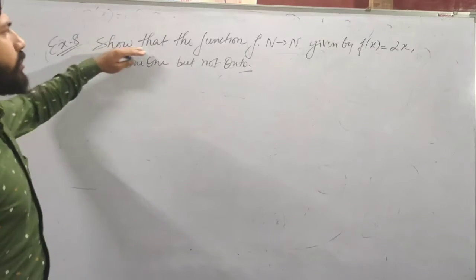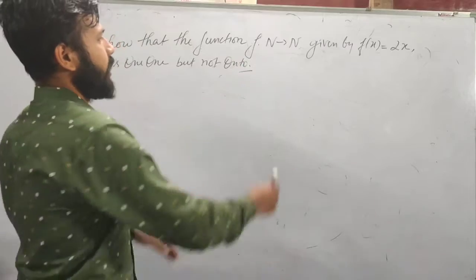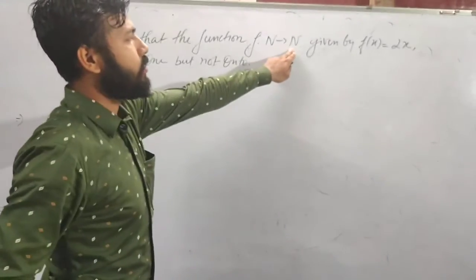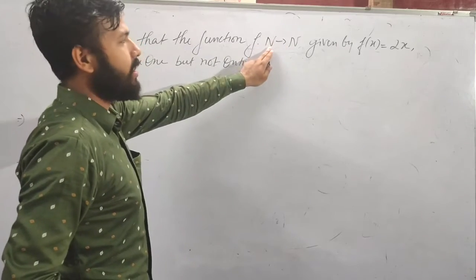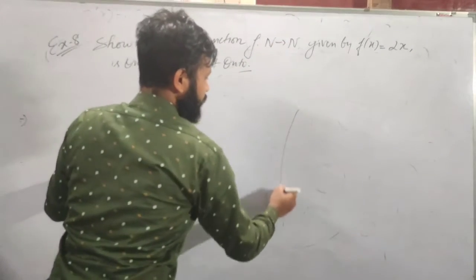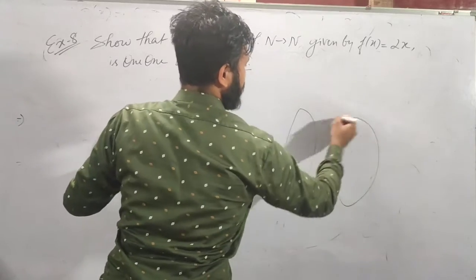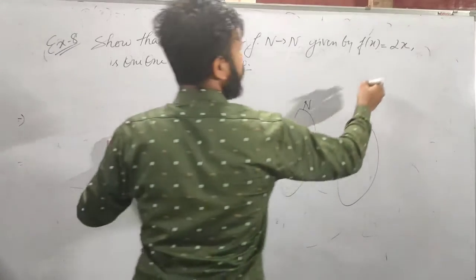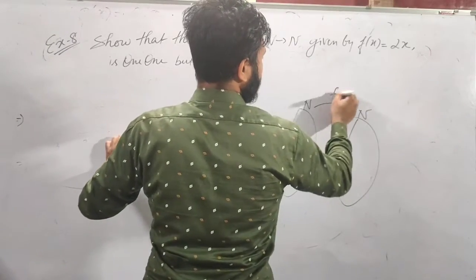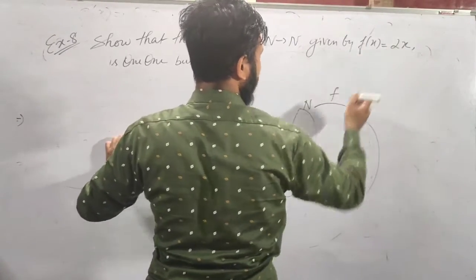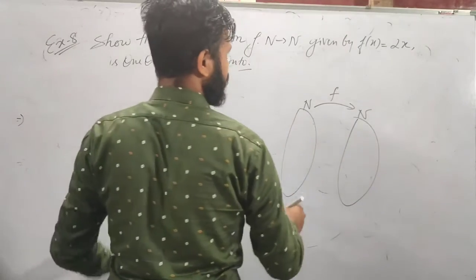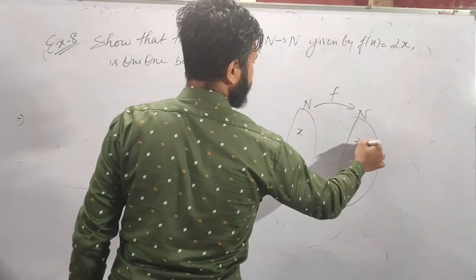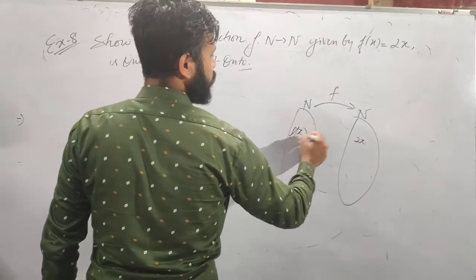You can see, show that a function f from N to N, where N represents the natural numbers, means the domain is natural numbers and the codomain is natural numbers. The function is defined from natural numbers to natural numbers. And how is the function defined? f(x) is equal to twice x. Clear? That means if you put x here, you will get 2x. The function of x is 2x.